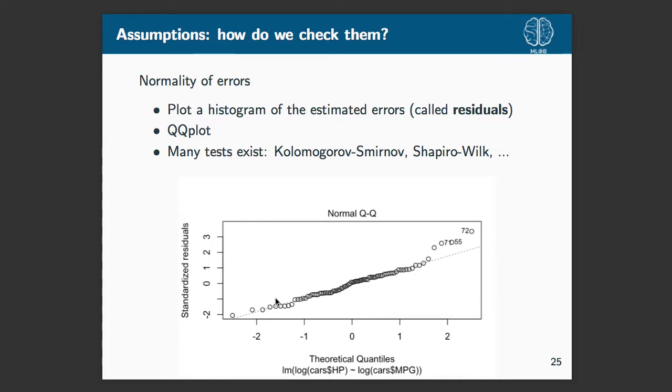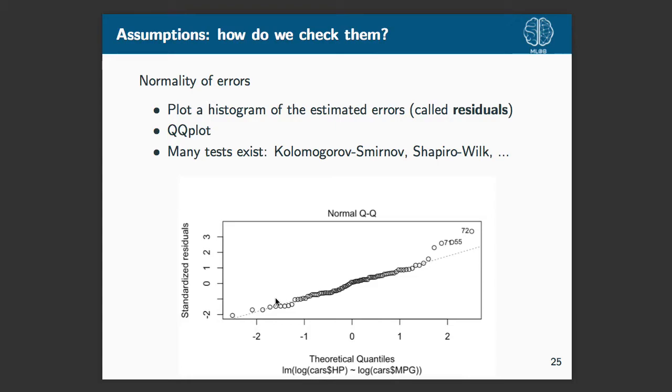You can't expect perfection, but if your QQ plot looks like this, it's pretty good. If you see tails in your QQ plot that are going up or going down, that tells you that your data is probably not normal, and there's some skew or other kind of shape that's not good for linear regression. So if my QQ plot lies on a straight line, I'm good to go.